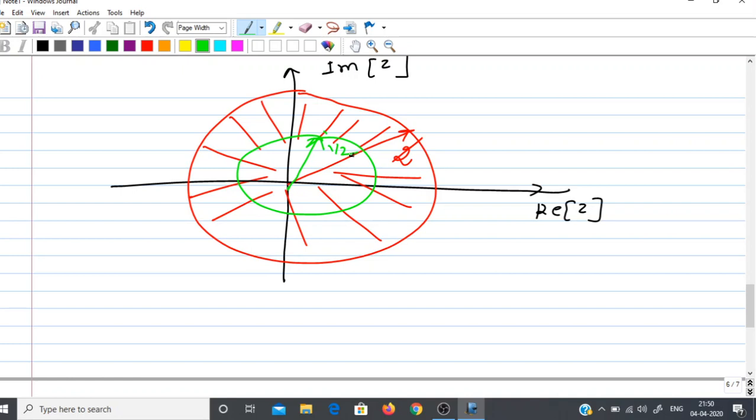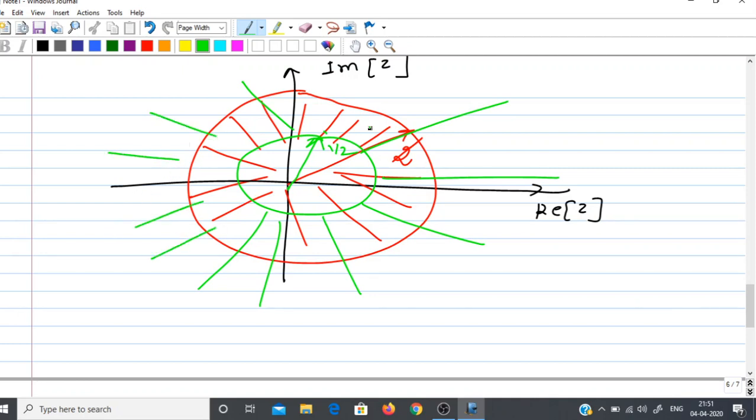But what is the ROC? ROC is exterior to this circle. Exterior to this circle means this region, this green region, which I am hatching with green color. Now, which is the region where both colors are appearing simultaneously, red and green? Naturally that region is this annular region, which I mark by blue color.